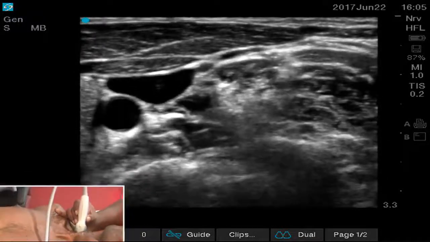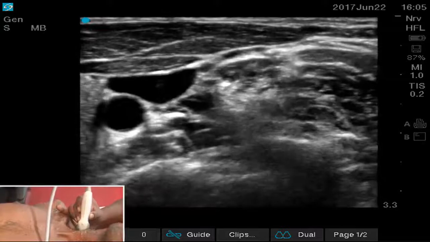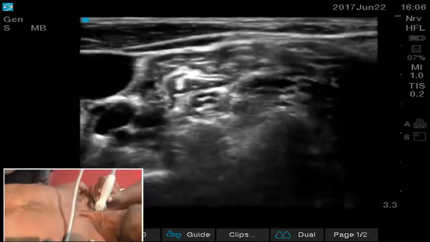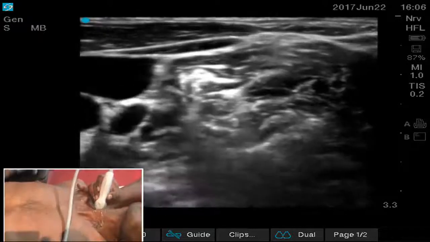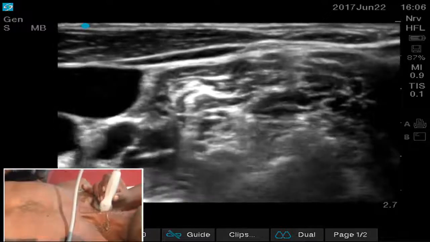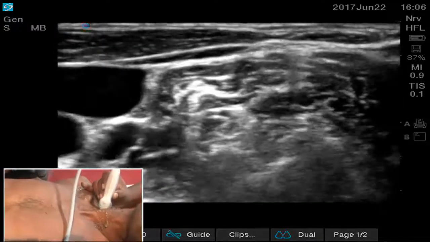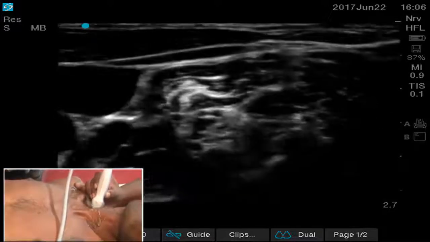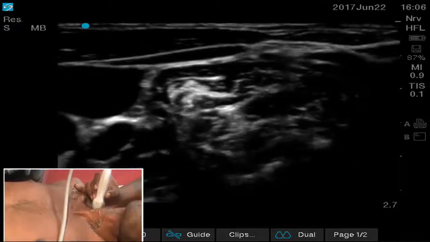At this level, the muscles are not well developed. As I scan down a little bit, the muscles will become much thicker. Reduce the depth. In the resolution mode, reduce the gain. A little bit more. See that image and change. See there.